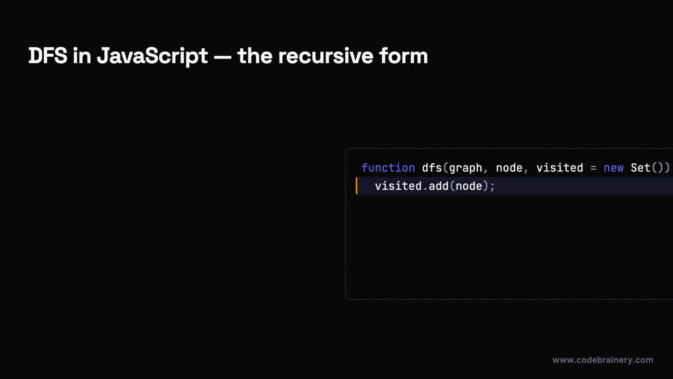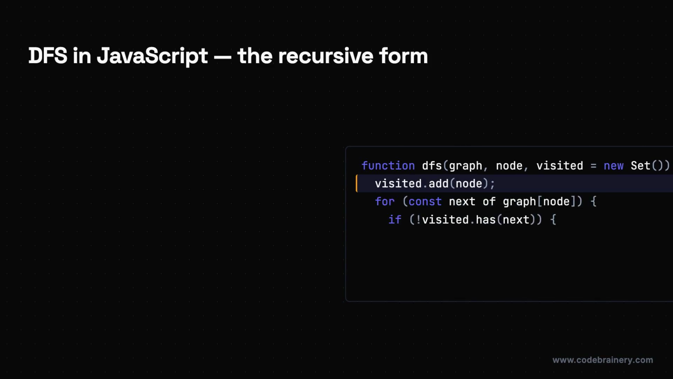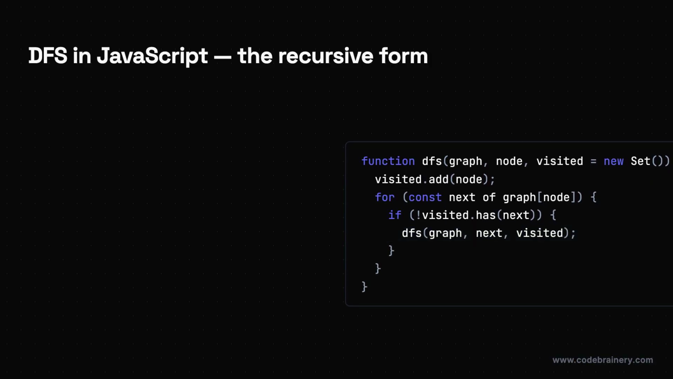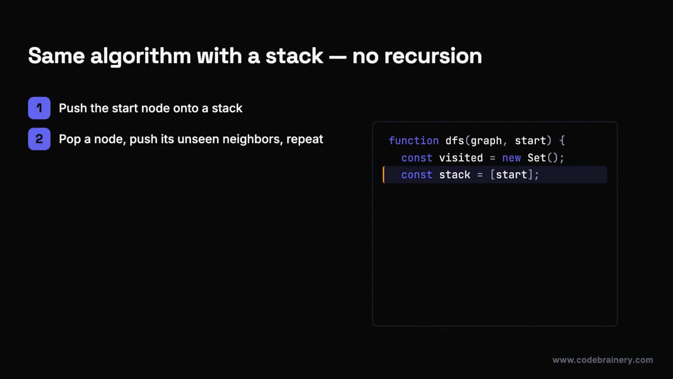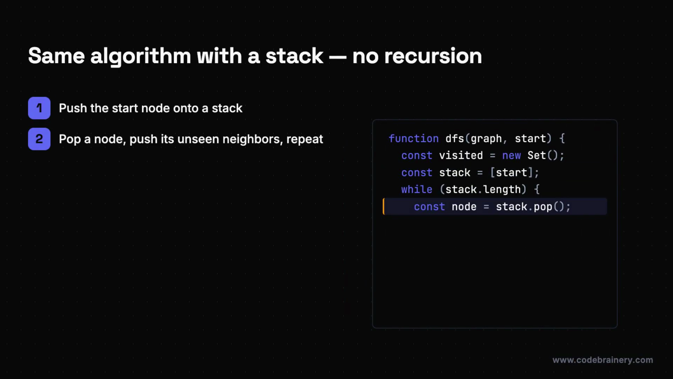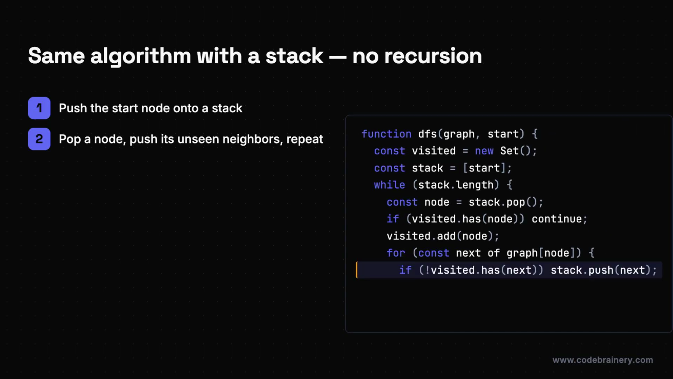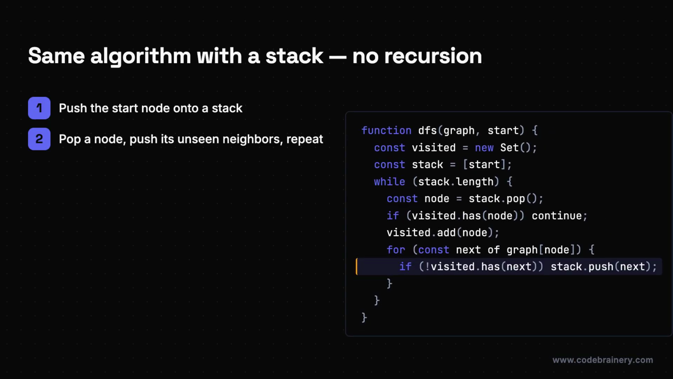Here is depth first in JavaScript. A visited set, a recursive helper, and a loop over each neighbor. The recursion, going deep, is the search descending. The return is the backup step. You can write the same algorithm without recursion. Just use a stack, push the start node, then keep popping and pushing neighbors until the stack is empty. Same result, no call stack risk on huge graphs.